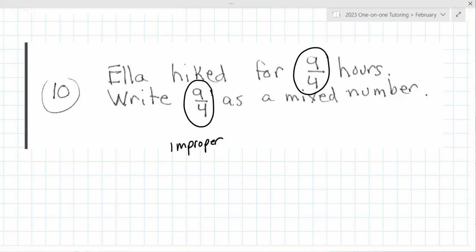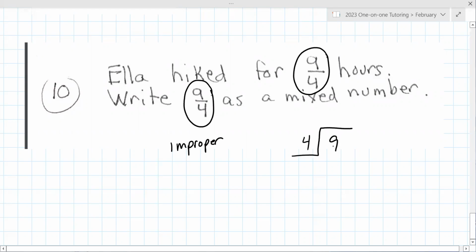So how would you do that? Go back and look at what you did for number 1, 2, 3, and 4. It's just like that. So you divide. So 4 divided by 9. The other way, 9 divided by 4, sorry. Yeah, 9 divided by 4.